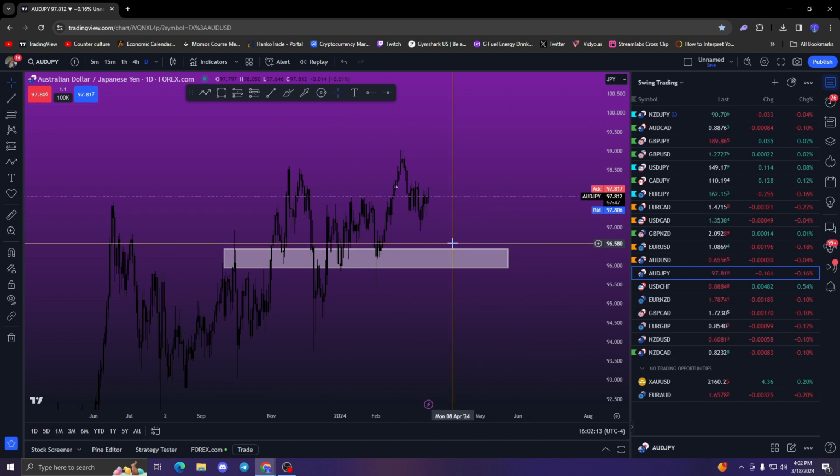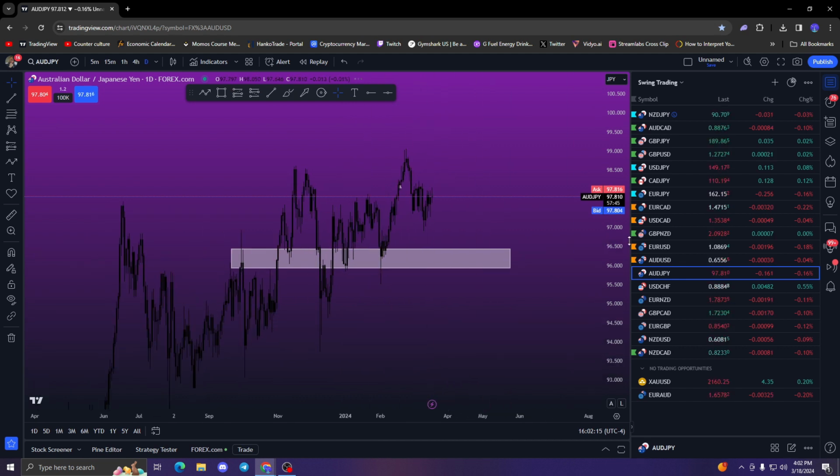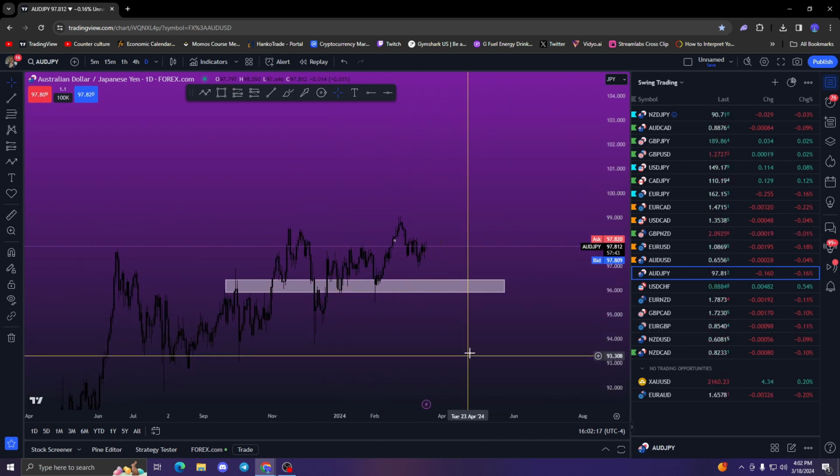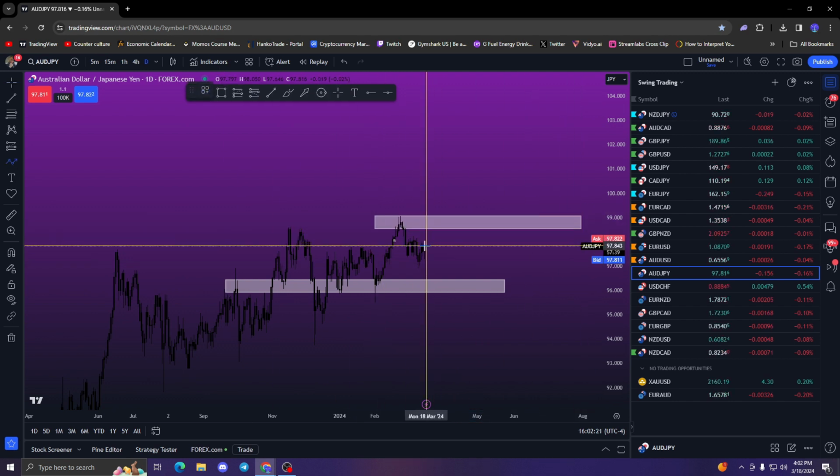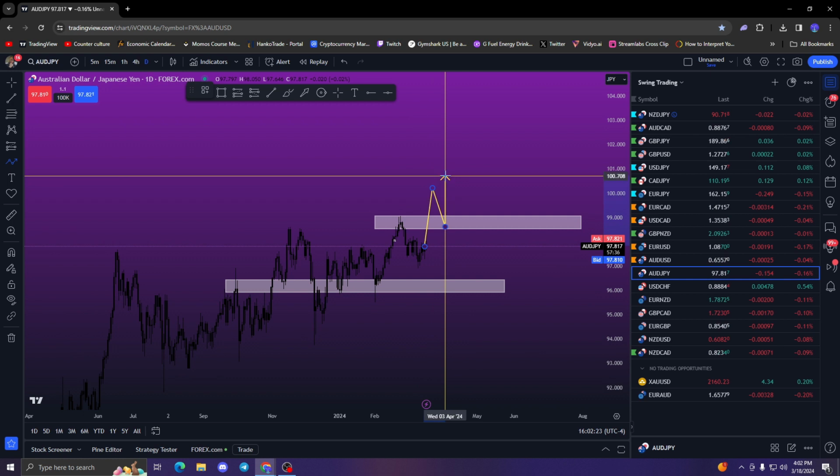This is AUD JPY on the daily. Not too much going on here. We do have this resistance, so therefore it breaks above, retest and bounce, you can get in for buys.